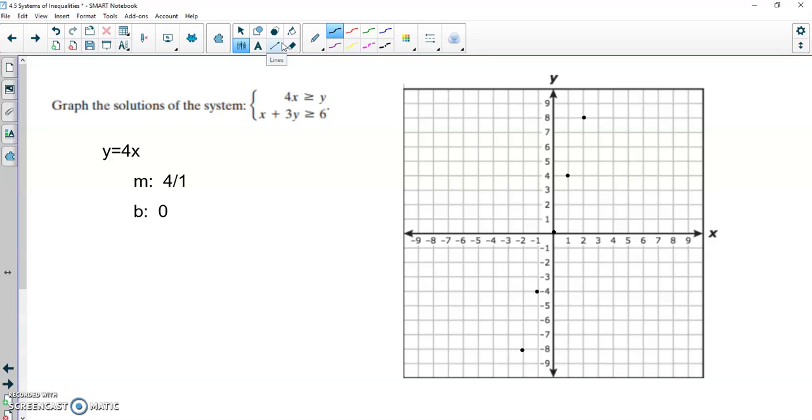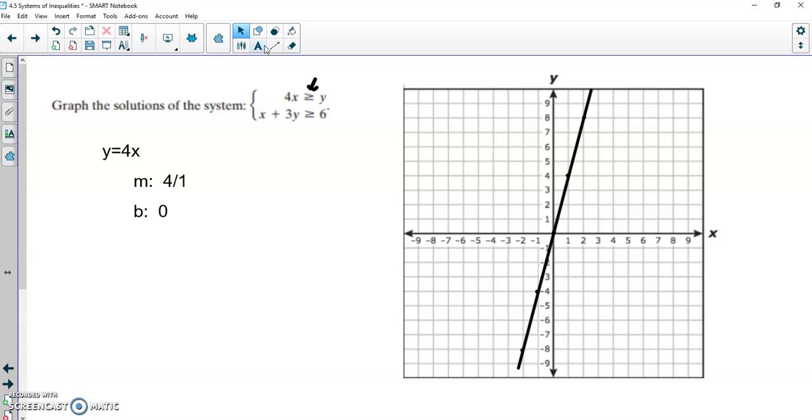One thing I will stress is we need to see if the line is solid or dashed. In this problem, we have an equal to sign with our inequality, so we know our line is a solid line. So I'm making a solid line that goes through these points. I'm going to deal with the shading a little bit later on. Right now I'm just going to graph my two lines.